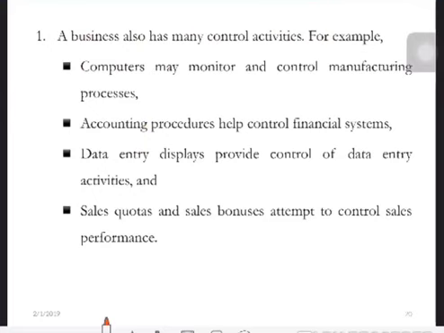A business also has many control activities, and because of this a business is also a cybernetic system, because we have a feedback and controlling system. For example, computers monitor and control manufacturing processes, accounting procedures help to control the financial system, data entry displays provide control of data entry activity, and sales quotas and sales bonuses control sales performance. So because of this a business is also a cybernetic system.